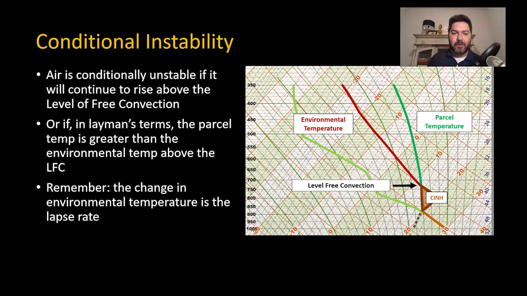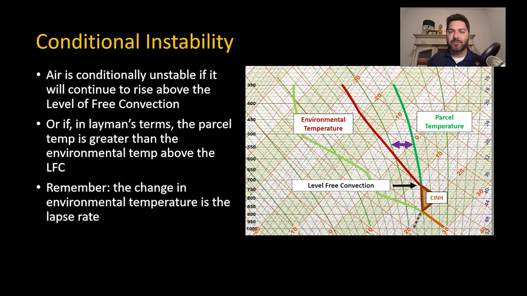Now, we do want to remember that the change in environmental temperature is the lapse rate. So you can see here that red line, that is the lapse rate that we're talking about. And the parcel temperature would be more like your hot air balloon temperature. And as long as that's to the right of the environmental temperature, remember temperature increases to the right in a skew T, then that air parcel is going to continue to rise unfettered.